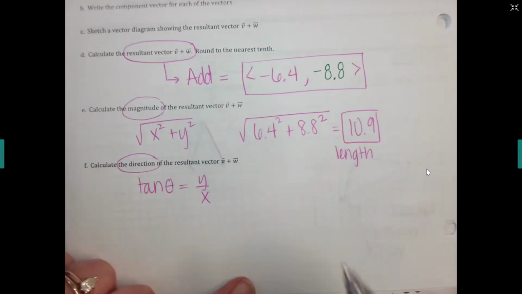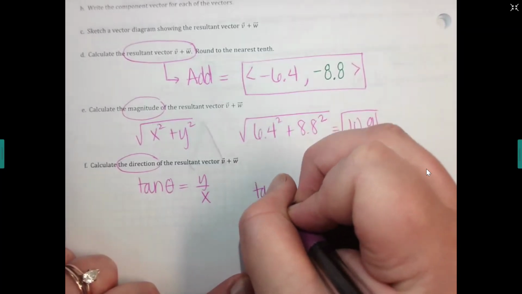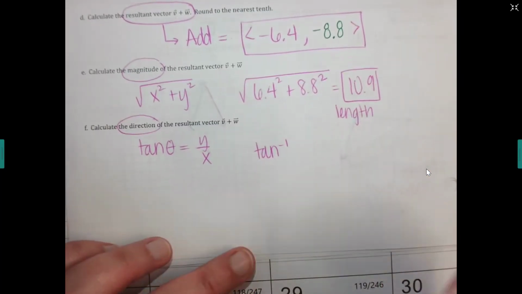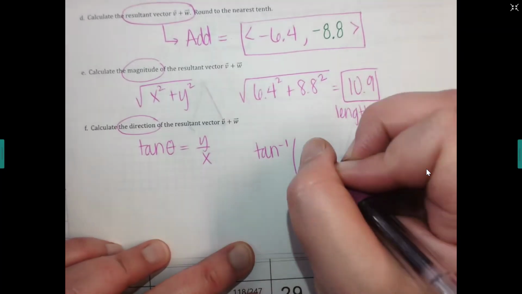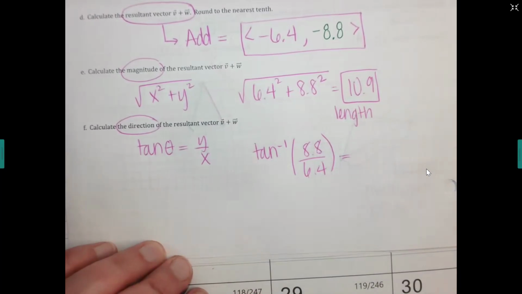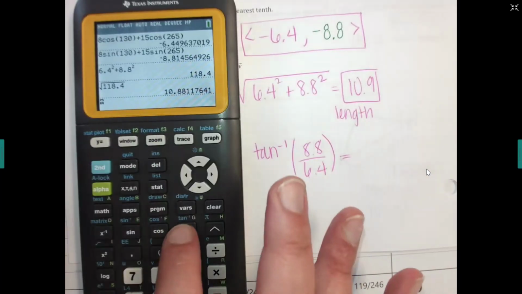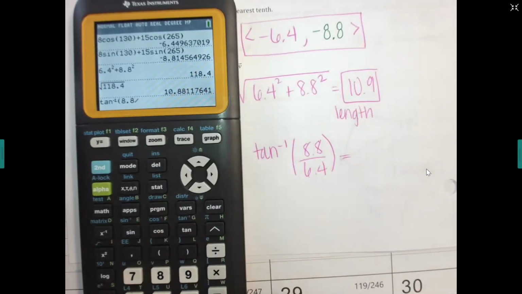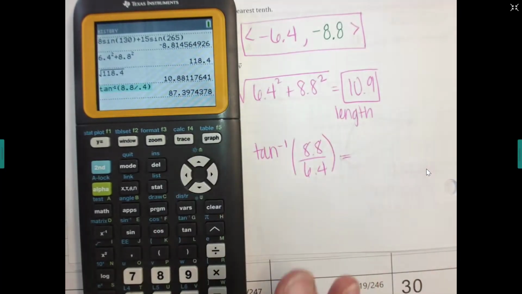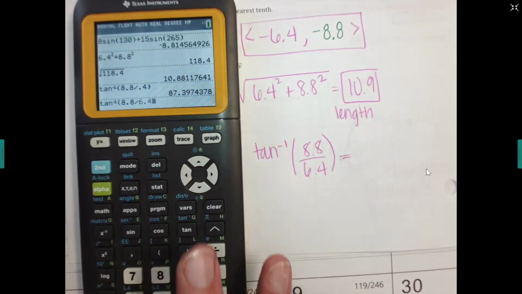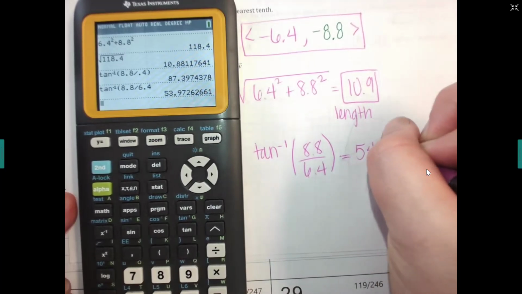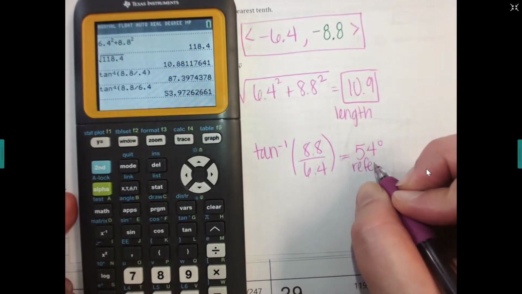Okay, last little part of this. In my calculator, I'm going to do second tan y over x. Is it 6 over 8 or 8 over 6? 8.8 over 6.4. Now, this first answer that you get is not the direction. It's called the reference angle. So I got 53.9. We're going to round that to 54 degrees. That's the reference angle.